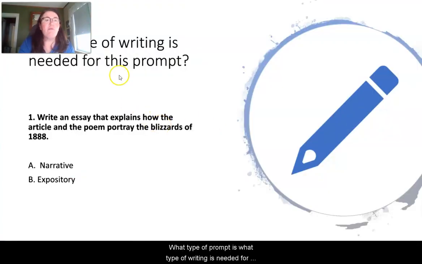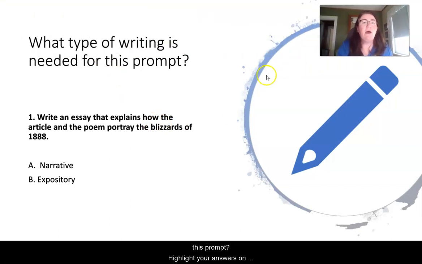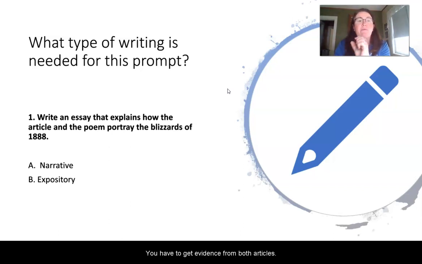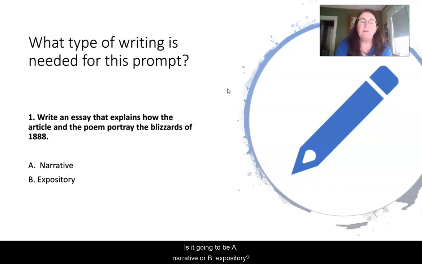So what type of writing is needed for this prompt? You're going to highlight these answers on your notes. Write an essay that explains the article and the poem that portrayed the blizzards of 1888. So it's telling you to write an essay. It's telling you to explain. And you have to give evidence from both an article and a poem. So is it going to be A, narrative, or B, expository? Mark it on your notes.